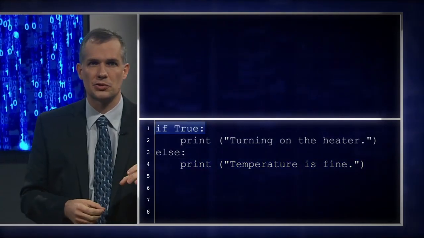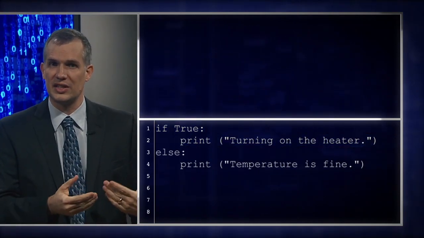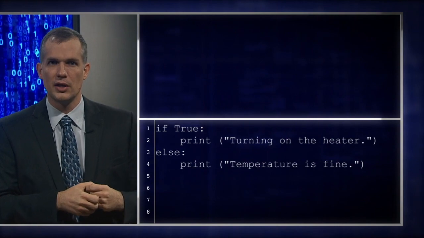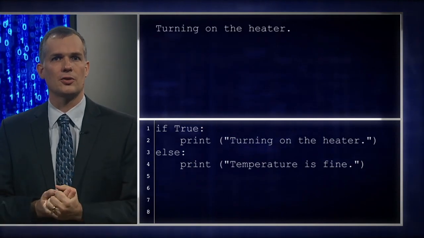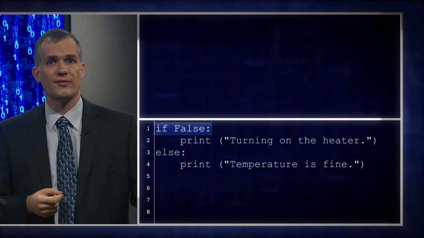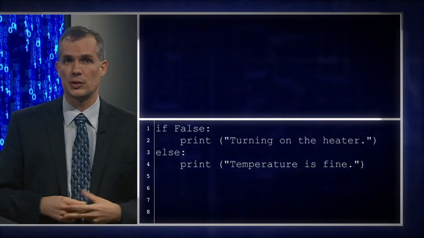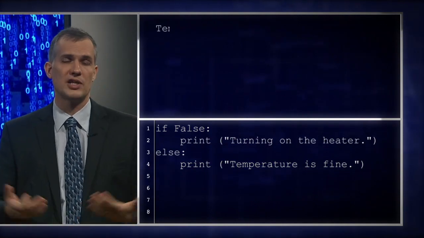So let's see what happens if this is executed. If the condition is true, only the first set of indented code is followed. So in this case, we have a true condition, and so we see the output turning on the heater. On the other hand, if the condition is false, we would follow the second set of indented code, the part after the else. So in this case, we see the output, temperature is fine.